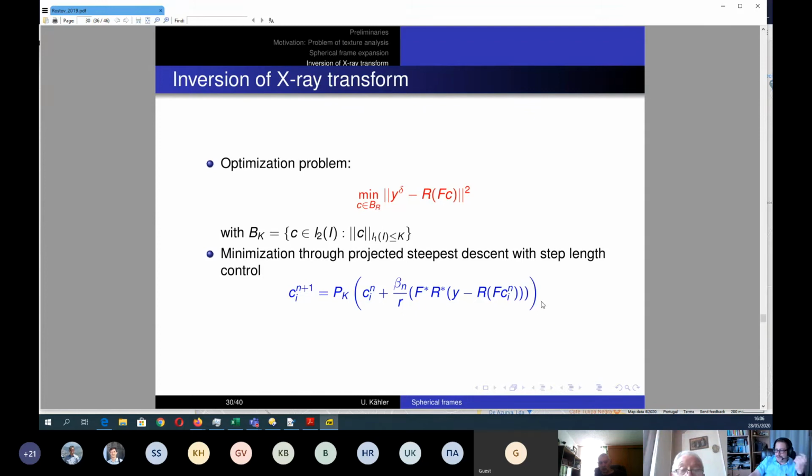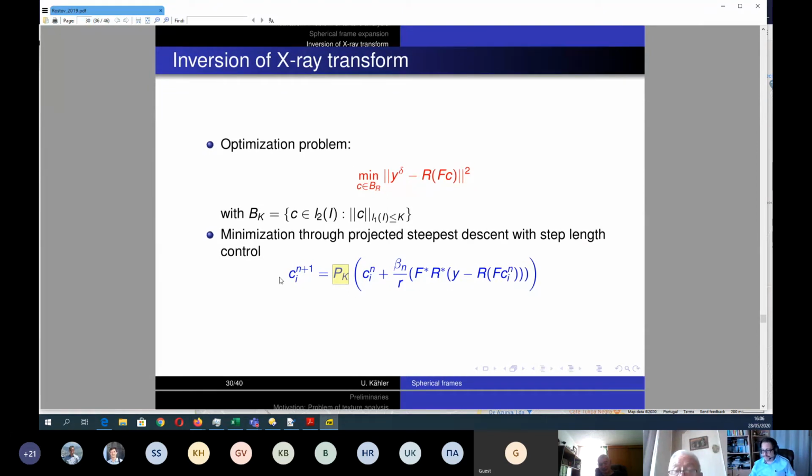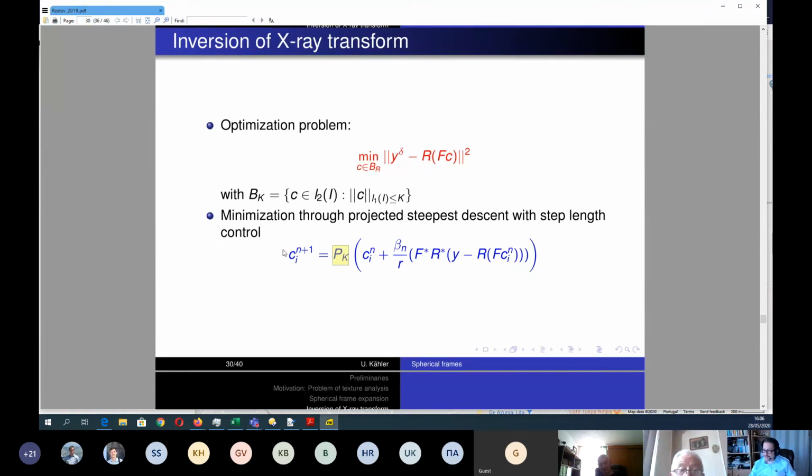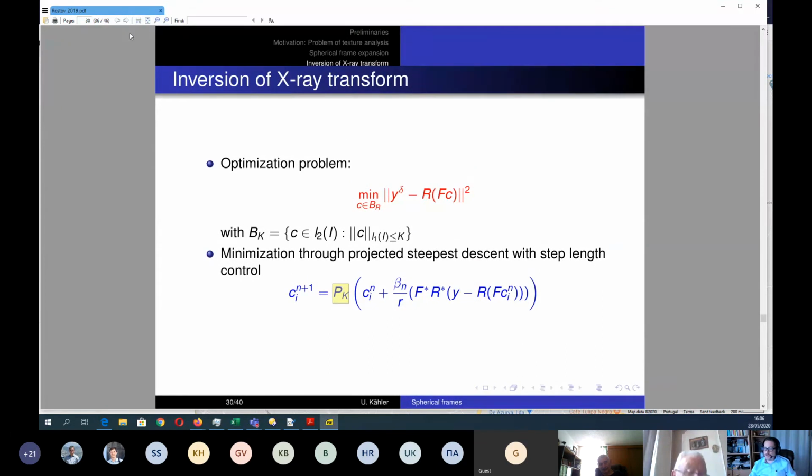And the minimization means you get this kind of iteration. If you look at it, it's a kind of classic Landweber iteration, only that P_k here is a projection to the L1 ball. So you get your things in L2, you project to the L1 ball, and then you know that exactly the points, well, on the spheres, where the projection is not working are exactly the points where the signal would be sparse. So on one of the axes where one of the coefficients is zero, or the planes where several of them are zero. Good.